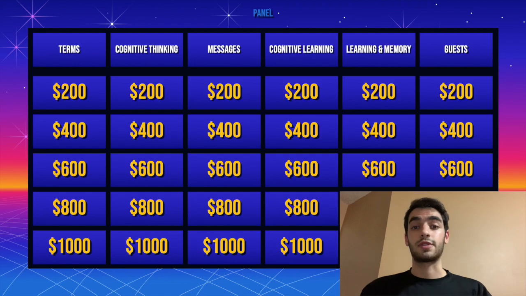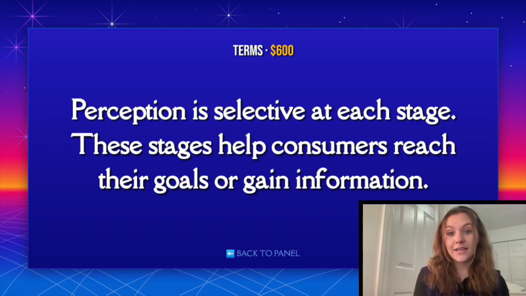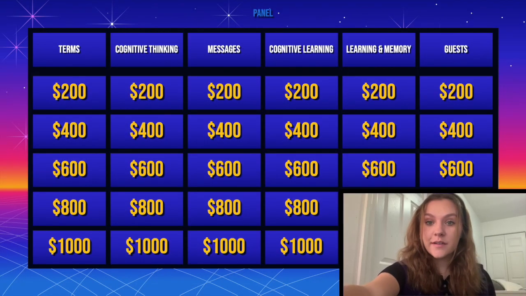Can I get terms for 600, please? Perception is selective at each stage. These stages help consumers reach their goals or gain information. What are exposure, attention, and interpretation? This is right, $600 for Ryan.